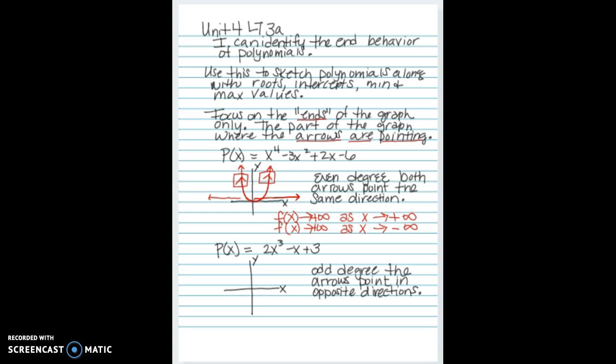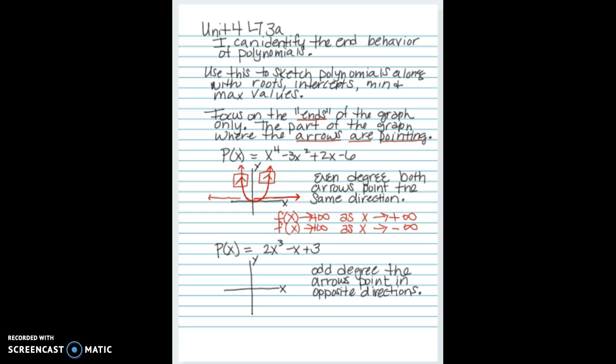Noticing that because it is an even degree, both arrows are pointing in the same direction, I say that the function is going to positive infinity both times, because both arrows are going in the same direction.